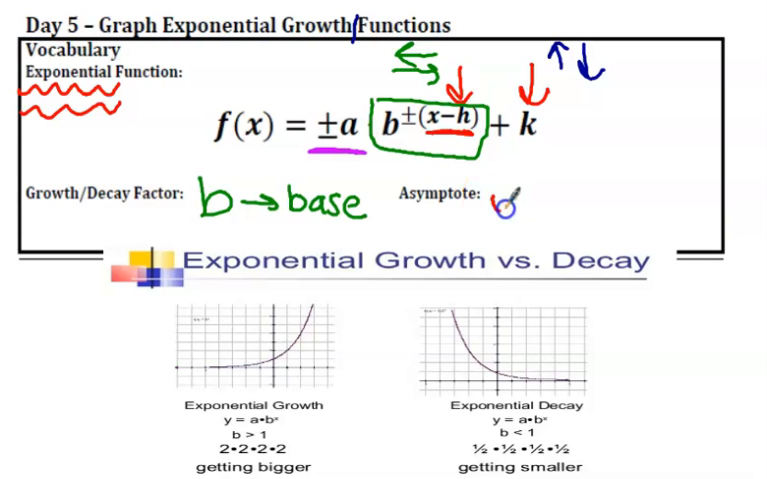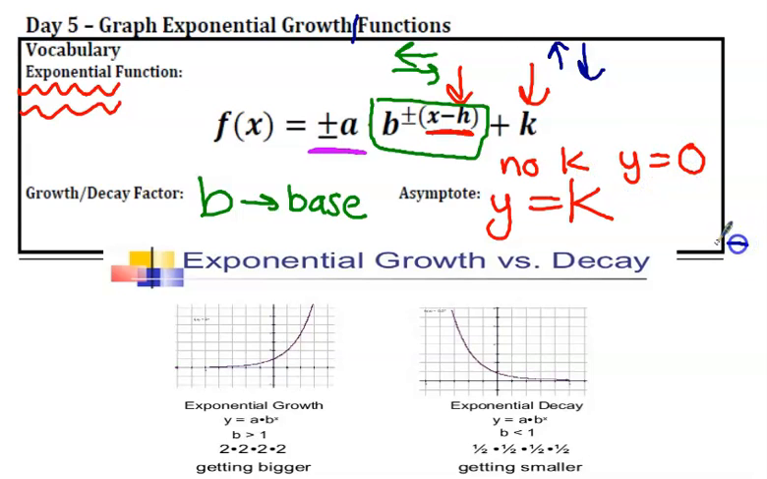And then our asymptote goes with our k. So that tells us whether it's going up or down. If there is no k, y equals 0, which means that our function doesn't cross that horizontal asymptote.